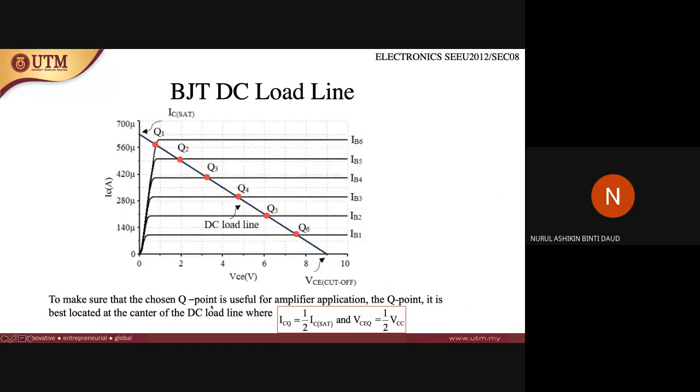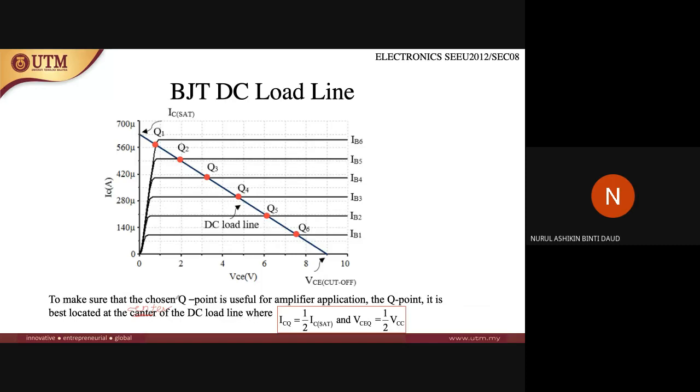Next, this is the BJT DC load line. This is a Q point at different IB values, different base current values. To make sure that the chosen Q point is useful for amplifier application, the Q point is best located at the center of the DC load line.